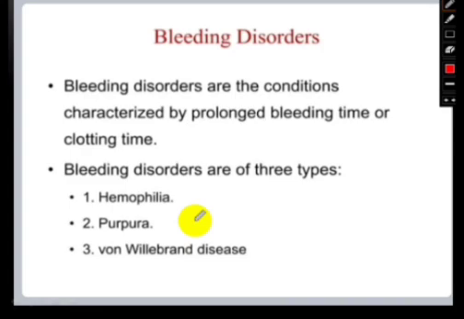Now, bleeding disorders. They are conditions characterized by prolonged bleeding time or clotting time. Alright? Some people, when they have injury, it takes a longer time for bleeding to stop. Now the question will be, what is the normal bleeding time and what is the normal clotting time? I want to think that you have done that in practical classes. Have you done that? You haven't done that.